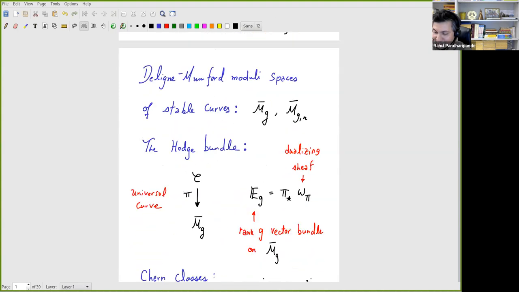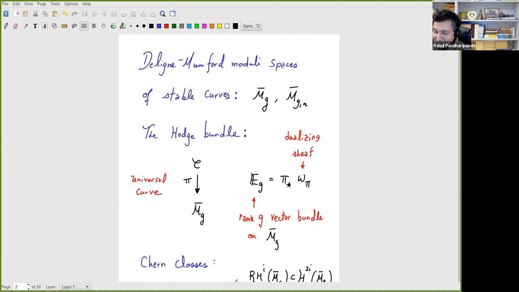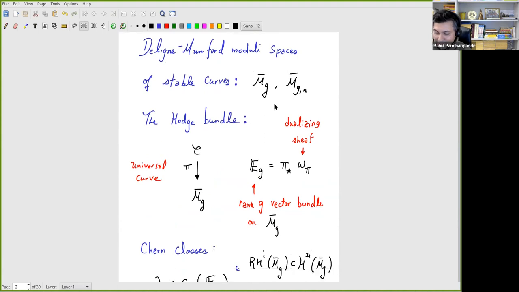So to start, there's the Deligne-Mumford moduli space of curves, which I won't say much about, but you're supposed to know something about that. We're interested in the Hodge bundle, which is a rank g vector bundle on the moduli space of curves, and the fiber of the vector bundle over a curve is the space of holomorphic differentials. The fancy way to say it is it's pi lower star of the dualizing sheaf.